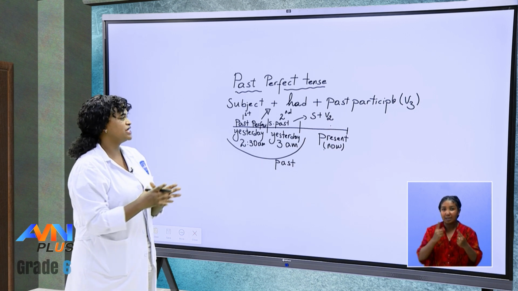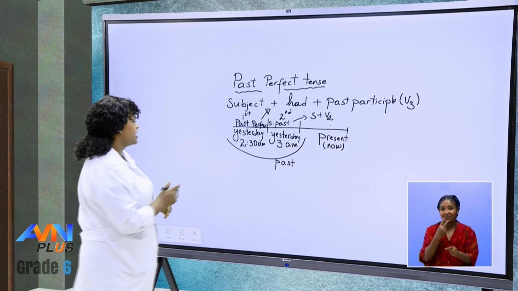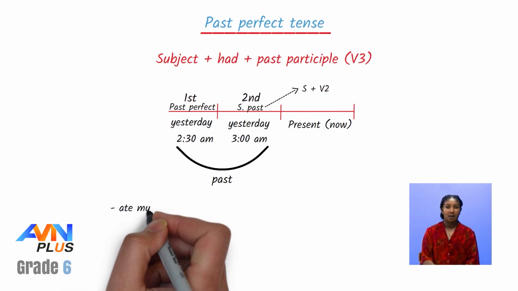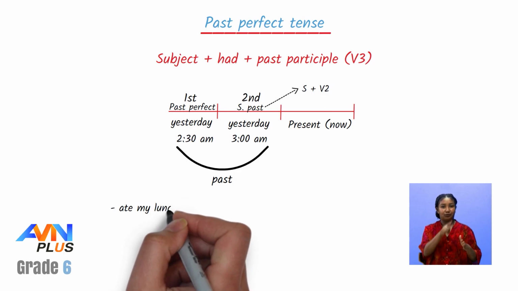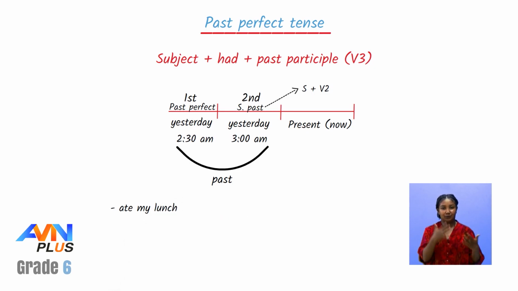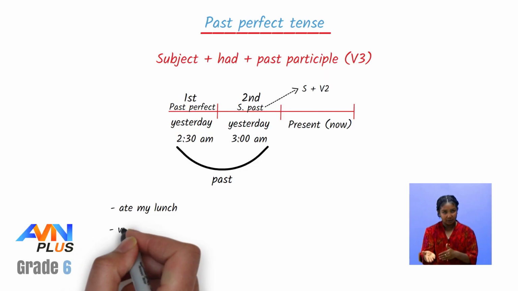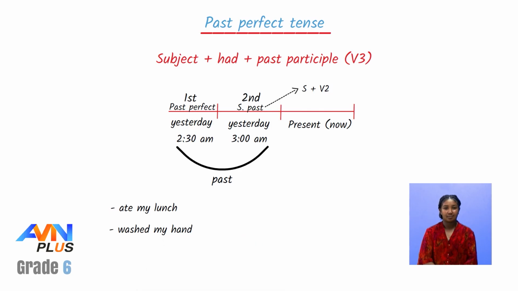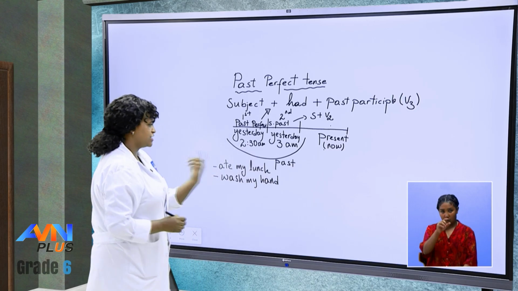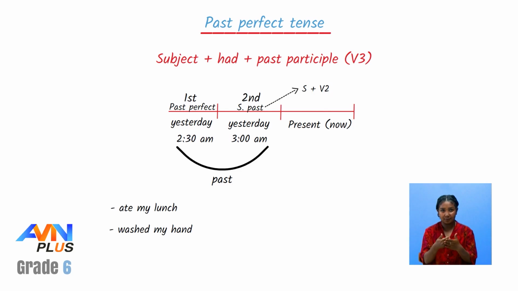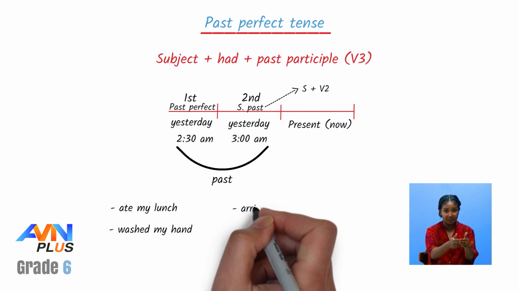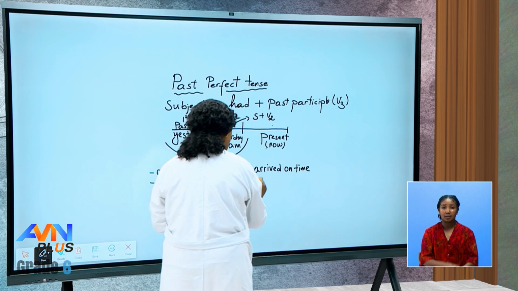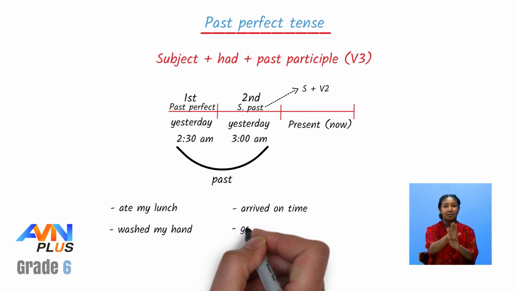Let us try to see it in action. Okay? One: ate my lunch. Another: wash my hand. This is one. Let's see another one. Okay? Arrived on time and got the train.